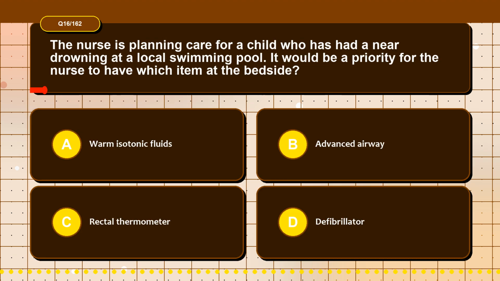Question 16. The nurse is planning care for a child who has had a near drowning at a local swimming pool. It would be a priority for the nurse to have which item at the bedside? Here are the options. Option A. Warm isotonic fluids. Option B. Advanced airway. Option C. Rectal thermometer. Option D. Defibrillator.